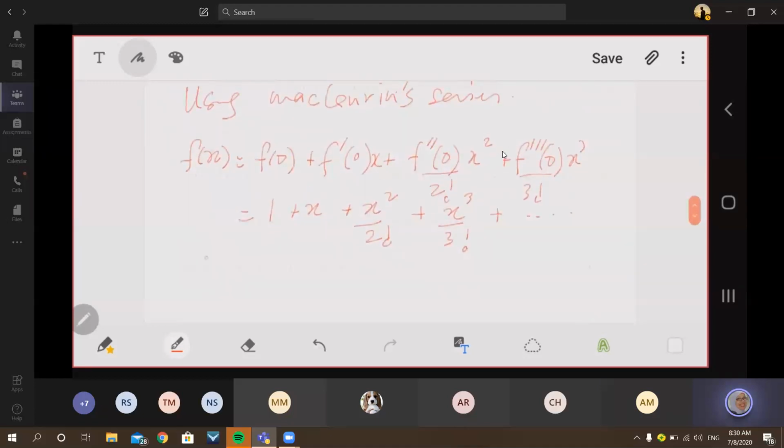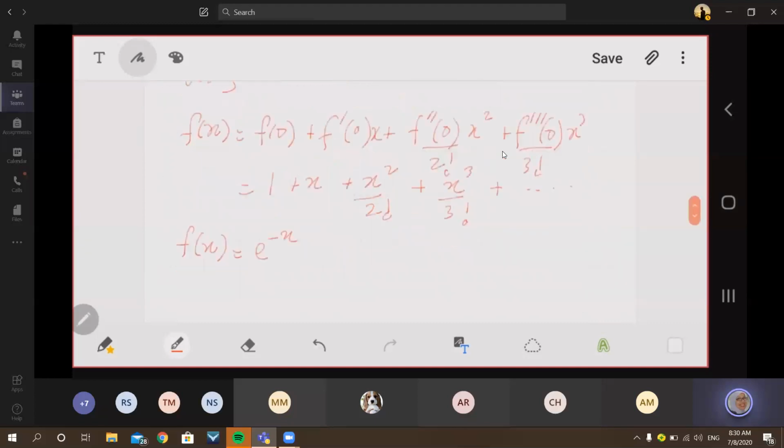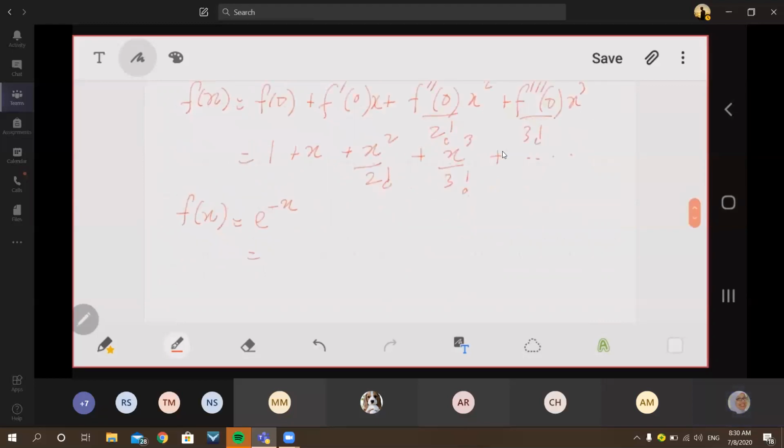So if you have f of x equal to e to the minus x, can you guess what the answer would be? The series expansion. Thinking, thinking. Change the x becomes 1 over... minus x. Oh. No, 1 minus x only.